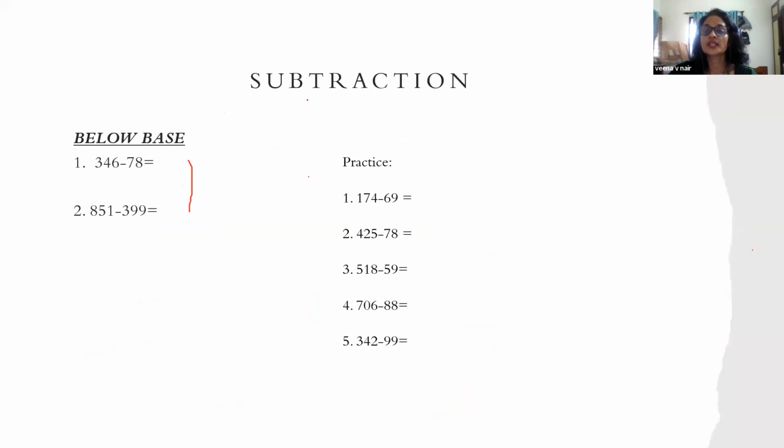Now we are going to look at another method of subtraction called the below base method. 78 is a number which is close to which number? 79? 99?